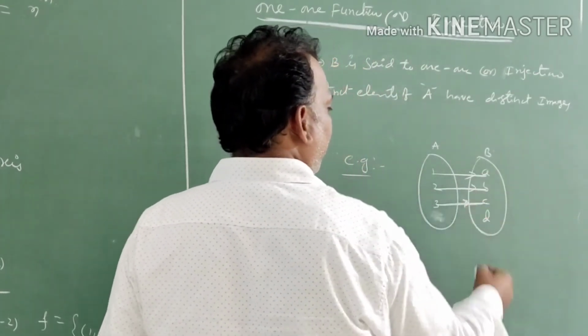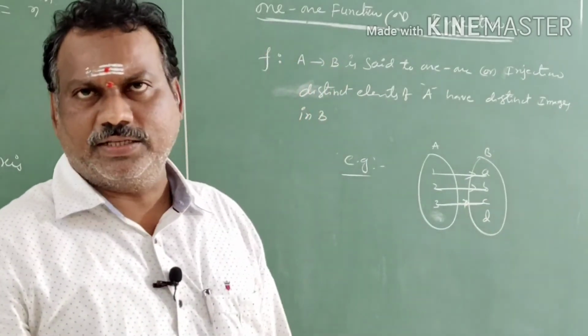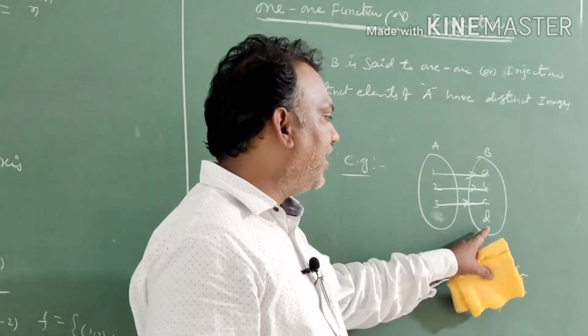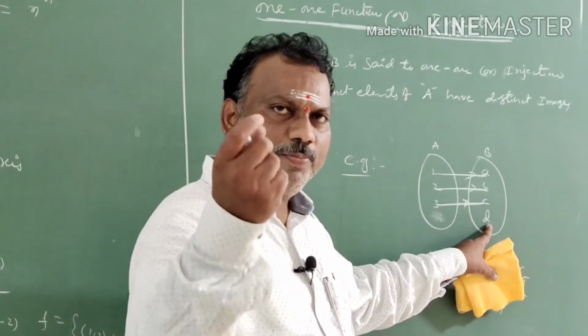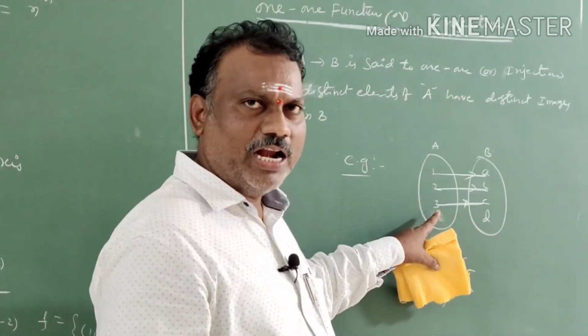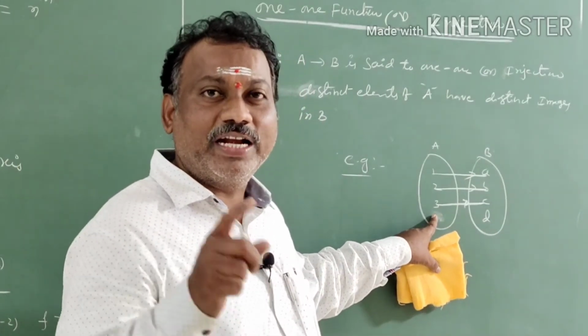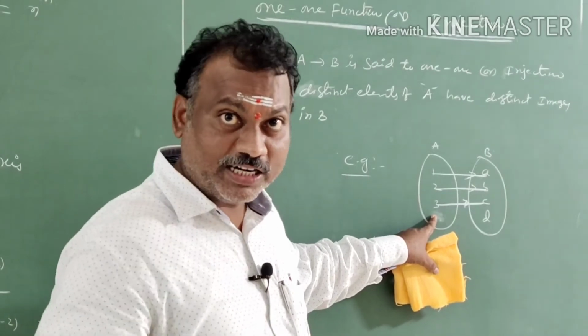See here, different elements of A have different images. 1 with A, 2 with B, 3 with C. There is an unpaired element here, no problem. One more important thing also: there should not be an unpaired element in set A. Set A should not be unpaired. If it is unpaired, it is not a function. It is not a function.